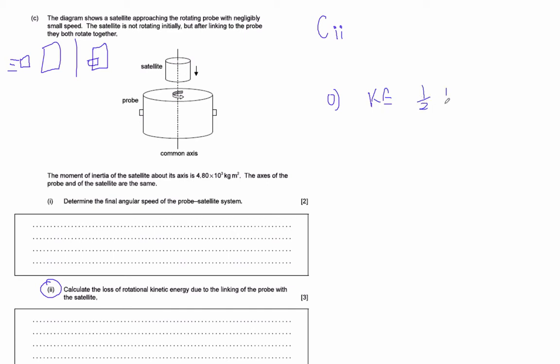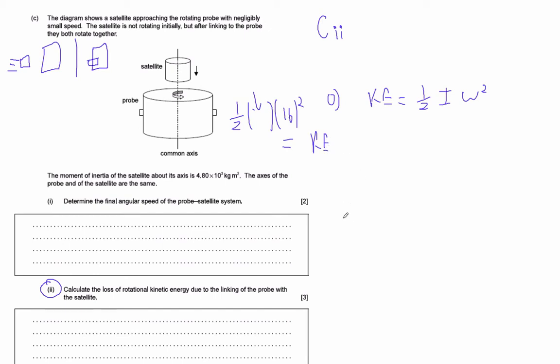So concept zero is kinetic energy is 1/2 I omega squared. Okay, so the initial kinetic energy is just this probe spinning. They give you the moment of inertia on the previous page, 1.44 times 10 to the 4th kilogram meters squared. And then they give you the angular velocity in part B, 16. So put that in there. That's your initial kinetic energy.